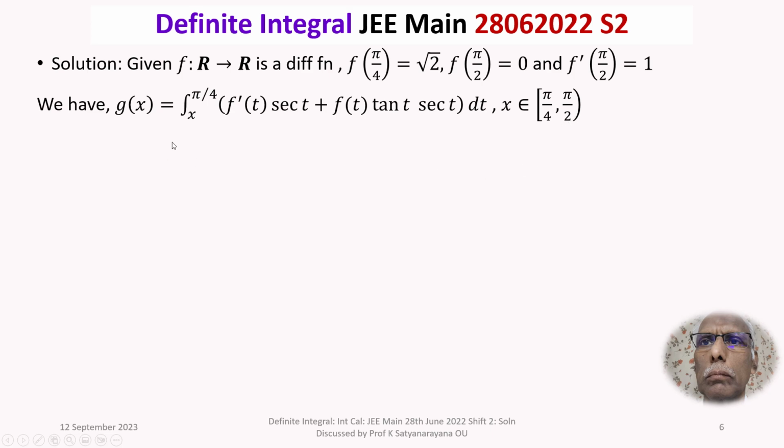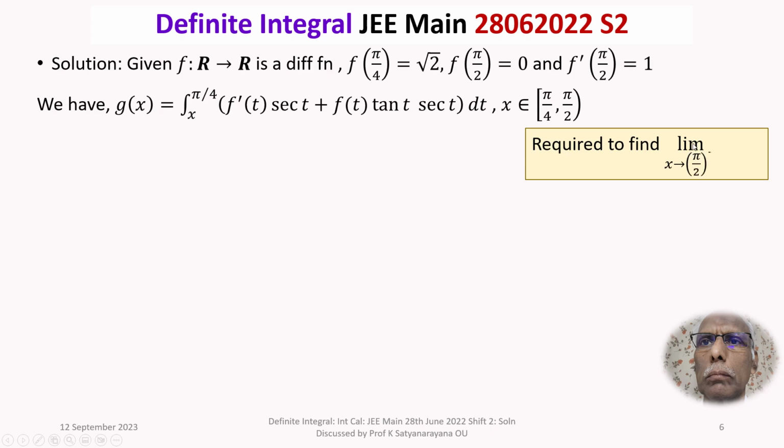And we have to take this g of x as it is. That means g of x is defined like this only. That's it. Right. Now we are required to find the limit as x tends to pi by 2 minus of g of x. That means the left hand limit, LHL, of g of x at pi by 2.